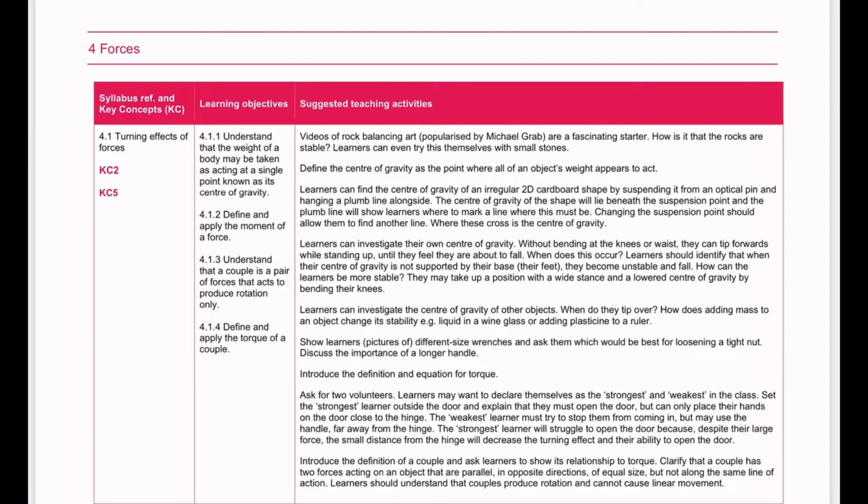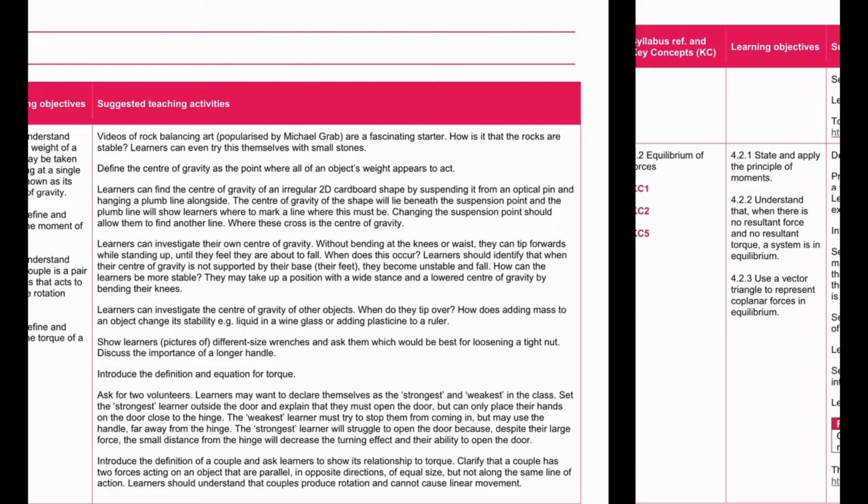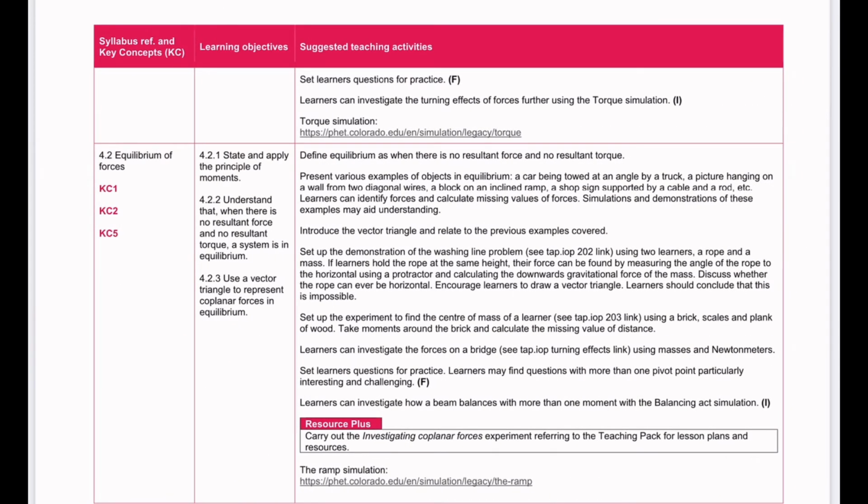4.1.3, understand that a couple is a pair of forces that act to produce rotation only. 4.1.4, define and apply the torque of a couple. The next key concept, 4.2, equilibrium of forces.